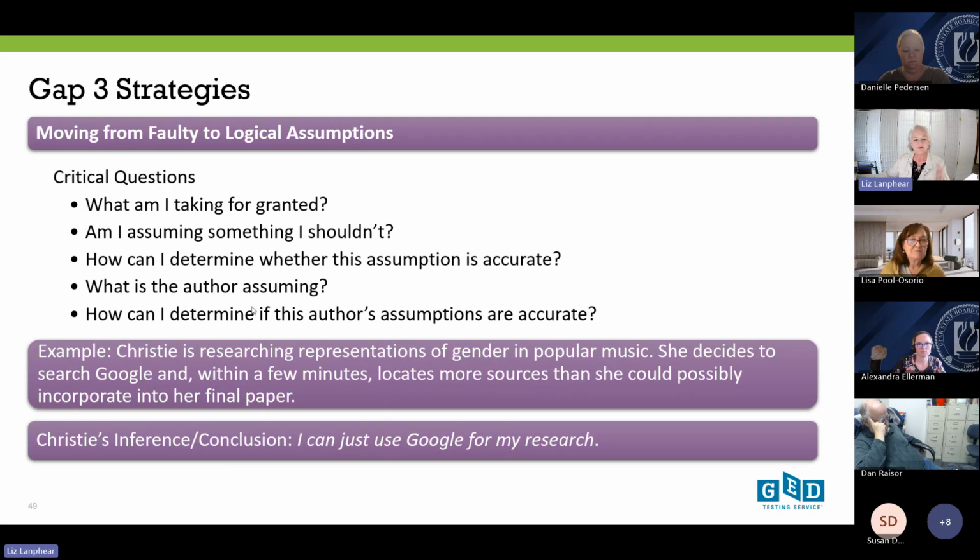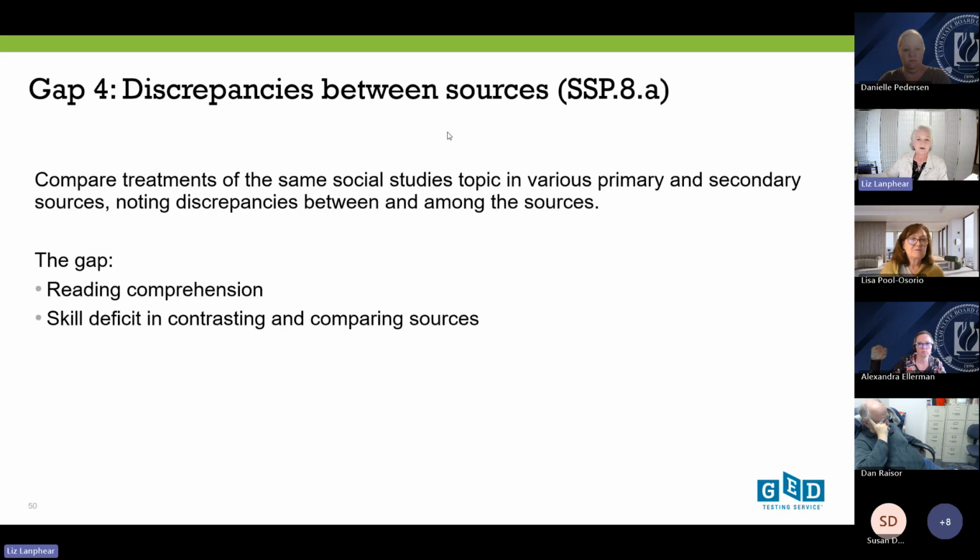So we've got to move them from making those quick assumptions to digging deeper, asking why that is a faulty assumption, and learning how to make more logical assumptions. So discrepancy between sources is gap 4, which is to compare treatments of the same social studies topic in various primary and secondary sources, noting discrepancies between and among the sources.